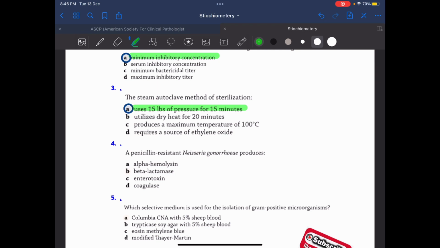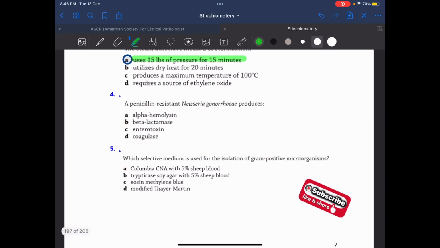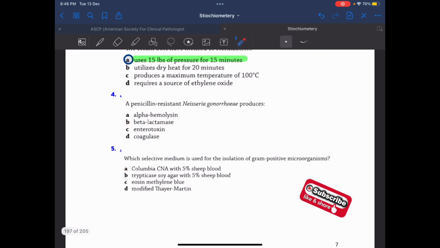Use 15 pounds per square inch of pressure for 15 minutes and the temperature will reach 121. Question number 4. A penicillin-resistant Neisseria gonorrhoeae produces alpha hemolysin, beta-lactamase, enterotoxin, or coagulase. The correct answer is beta-lactamase. So the correct answer is B.